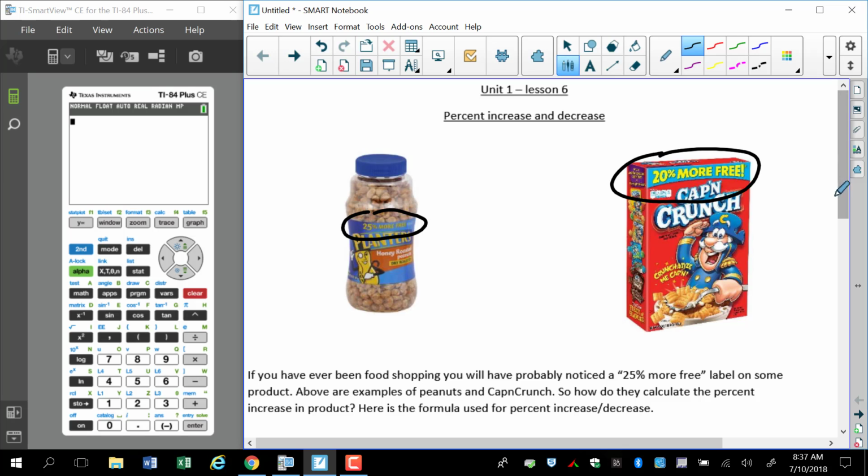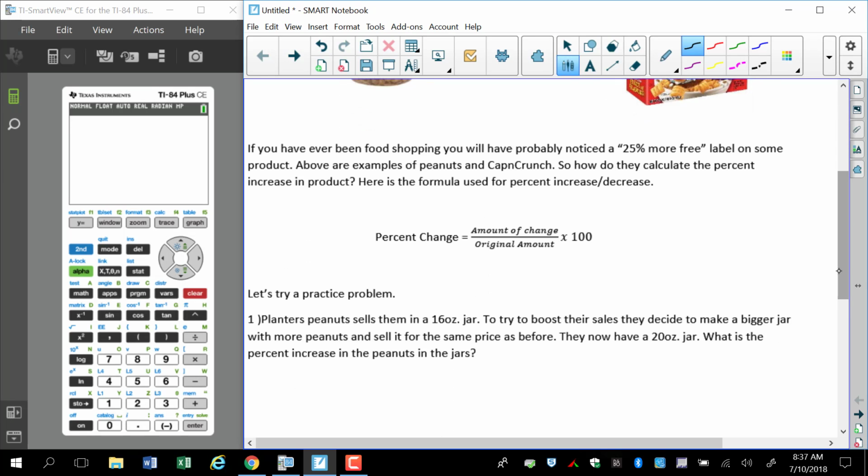It's definitely seen everywhere. The formula is pretty simple: the percent change, whether it's an increase or a decrease, is the amount that it changes divided by the original amount. Then you multiply it by 100. Why do you multiply it by 100? Dividing gives a decimal, and multiplying by 100 turns it into a percent, if you remember from our percent unit.